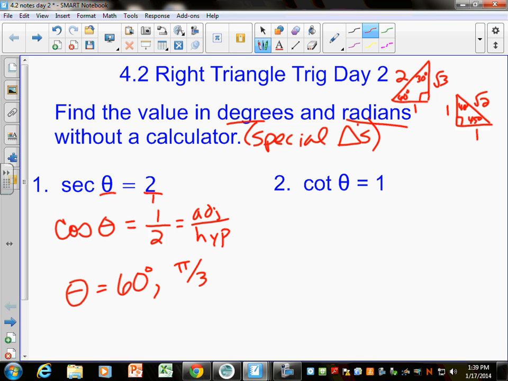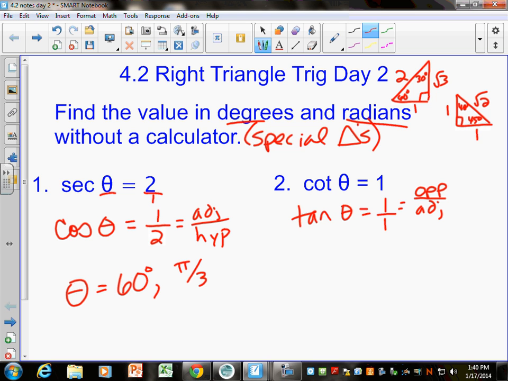We could leave this as cotangent, but again, a lot of people aren't big fans of the reciprocal functions, so let's change it. If the cotangent is 1, what's the tangent going to be? Still just 1, right? 1 over 1 is 1 over 1. What's the ratio for tangent? Really, that's like 1 over 1 right now.